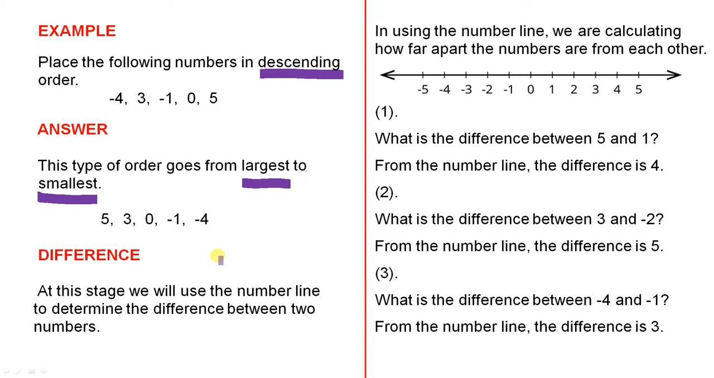Okay. So, the largest has to be 5 because that's the furthest across. The next one is 3, there. The next one is 0, which is there. The next one is -1, which is there. And the next one is -4, which is there. So notice we're going in that direction. That means they're getting smaller.